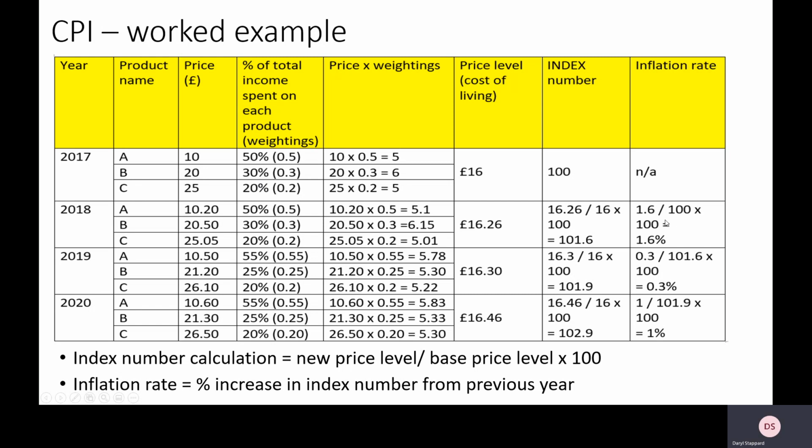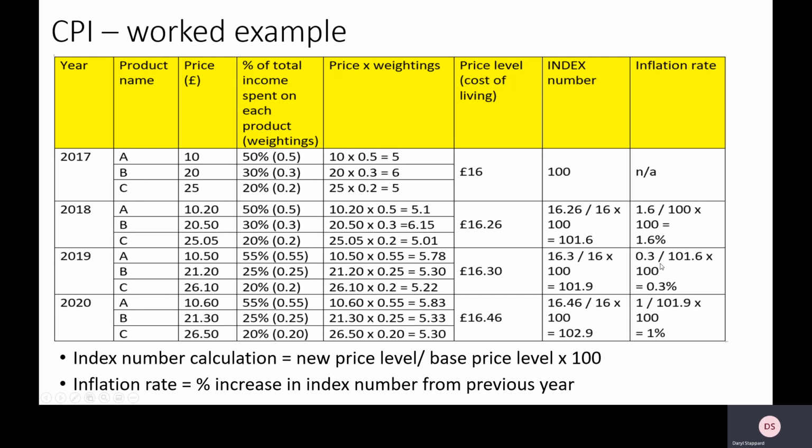So look at what I've done. From 2017 to 2018, there's been a 1.6 growth in the index number. So I take the 1.6 growth, divide it by the previous index number, multiply it by 100 to get an inflation rate of 1.6%. So that means in 2018, price levels grew by 1.6%.